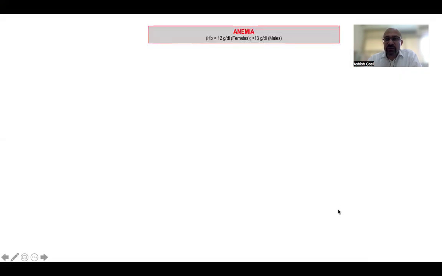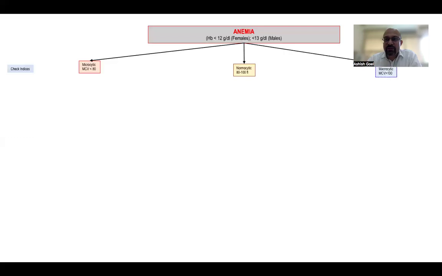According to the WHO definition, females with a hemoglobin of less than 12 and males less than 13 qualify for being called anemic. The first thing that you do when you get a laboratory report is to check for the indices. If the MCV is less than 80, we call it microcytic. Between 80 to 100, it's normocytic, and more than 100, it's a macrocytic anemia.